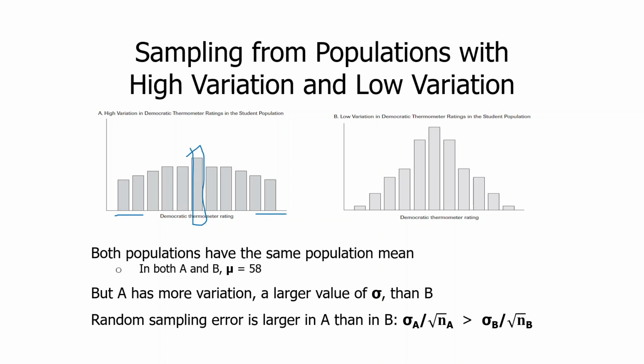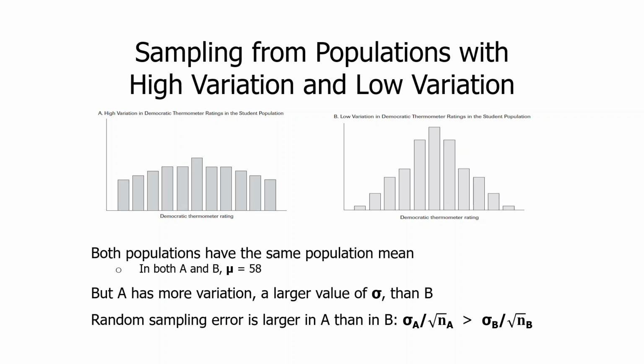Obviously, if you reached into this population of students and you took a random sample of 100 students and calculated the mean of that sample, if you did that again and again and again, you'd get a lot of variation, a fair amount of variation in where you thought the sample mean, where you thought the population mean would reside.